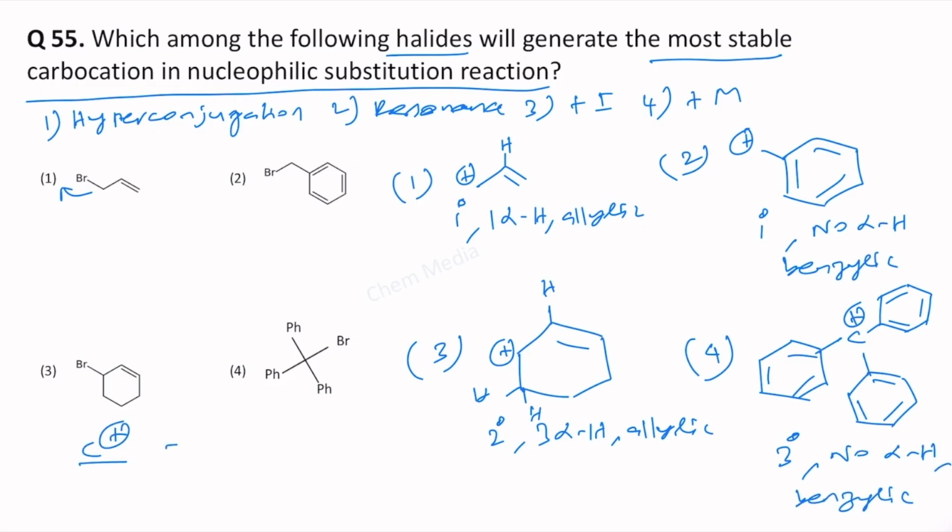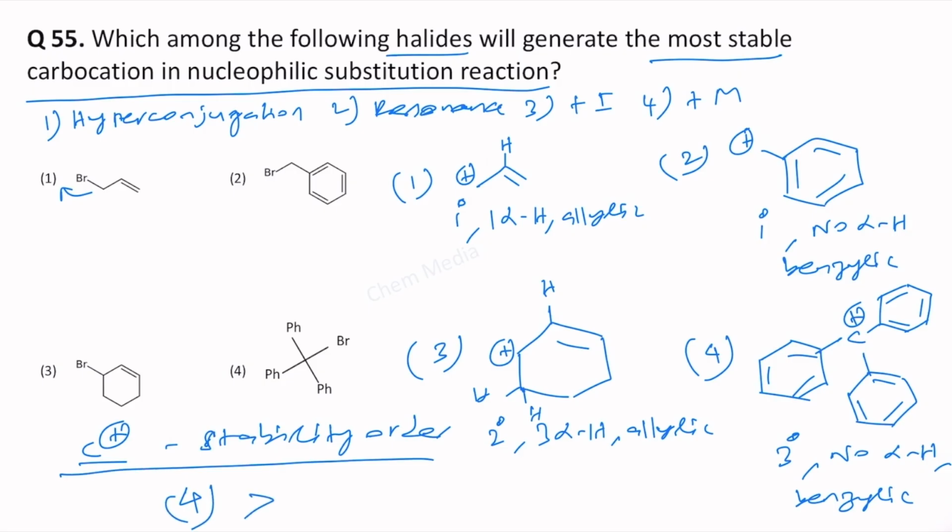Therefore, in terms of carbocation stability order, if we have to arrange it, then 4 first because it is benzylic, and then 2 benzylic once again, and then 3, and then 1. This means that option 4 is correct. That will generate the most stable carbocation.